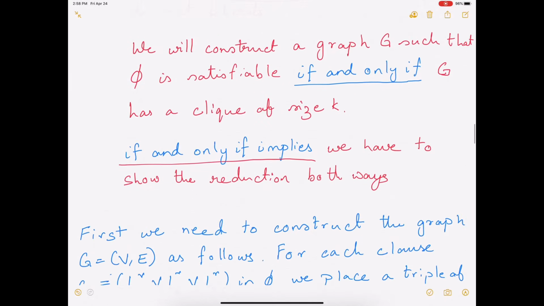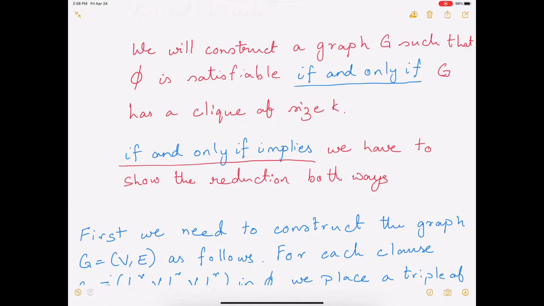The next step is to construct a graph G such that phi is satisfiable if and only if G has a clique of size k. Now this is where the art part of it comes in. How do you do this kind of mapping? The only way to learn to do this kind of mapping efficiently to prove NP-completeness is to practice. When you look at this for the first time, you might wonder how to do it yourself. All I can say is this is an art, and the more you spend trying to prove NP-completeness, the more you will get the hang of it.